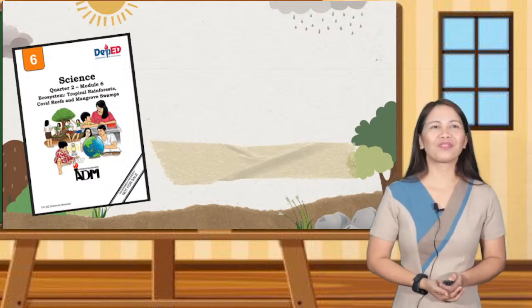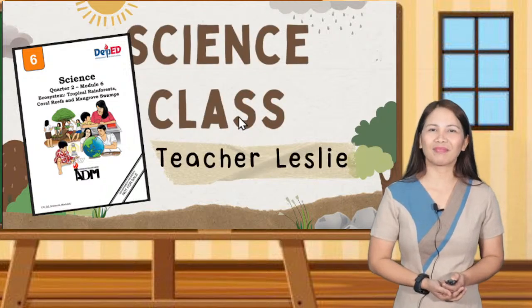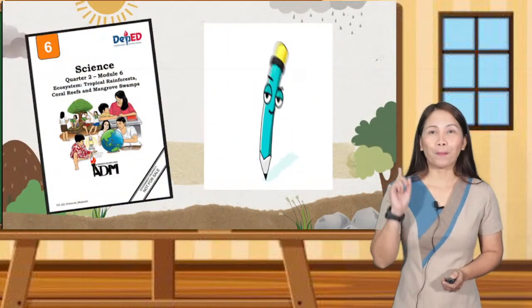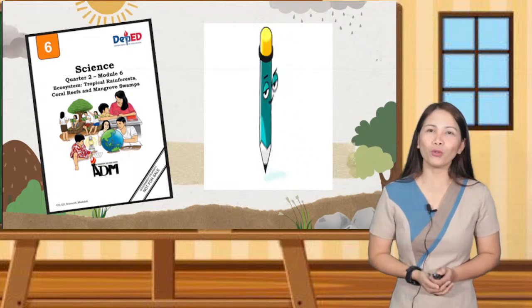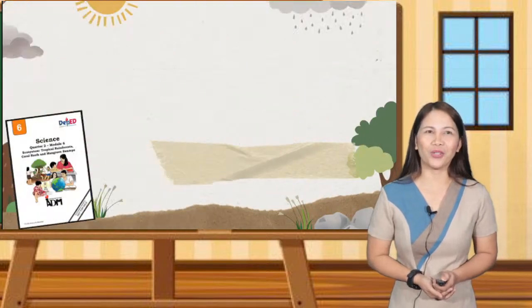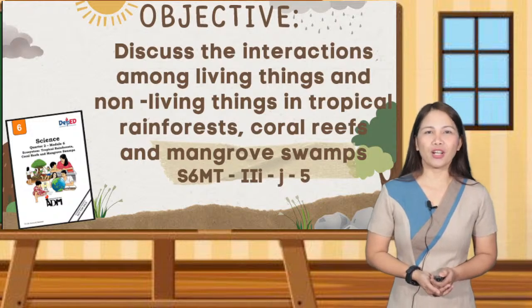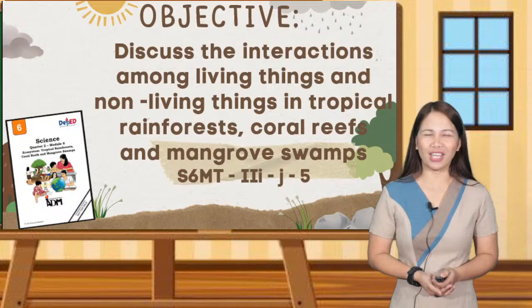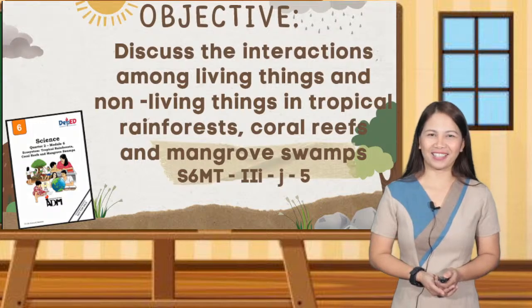So, let's get started. Please prepare your Science 2 or Science 6 Quarter 2 Module 6 together with your pen and paper. Are you ready? Our objective: discuss the interactions among living things and non-living things in tropical rainforests, coral reefs, and mangrove swamps.